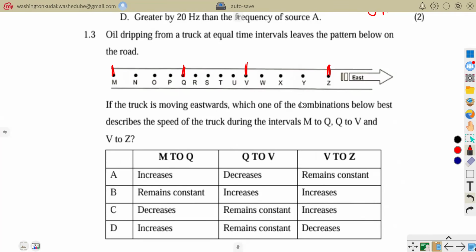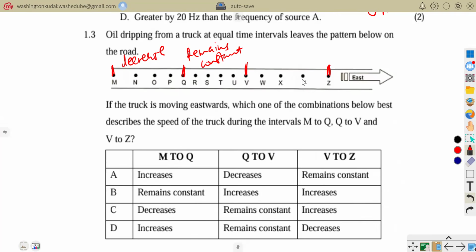The more the number of drops that we have within a short time period, the lower the speed. So here we can see that we are increasing in the frequency, so here we can say that our speed is decreasing. And then here we can see that the number of drops, or else the frequency, remains the same. So our speed also what? Remains constant. And then here you can see that the gap here was shorter.